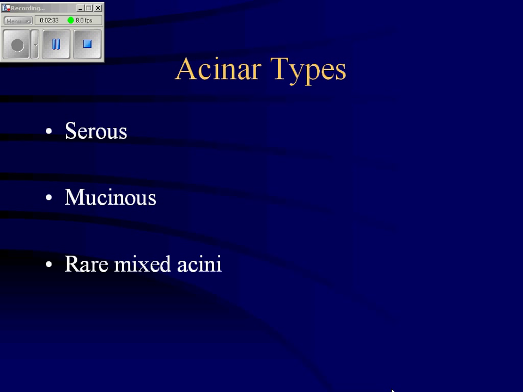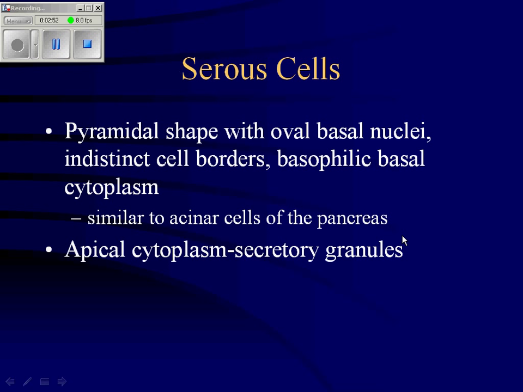And you can think of it as like when you're just about to eat dinner and you're salivating, that's mostly serous. Mucinous is what you secrete overnight, and when you wake up you need the mouthwash and stuff. That's the mucinous type. And then there are mixed acini, but they're not very common.